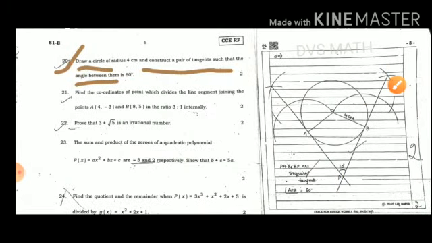Next question is construction. As you all know, one question will be related to the tangent construction. You have two tangents, either giving an angle between the tangents or giving the distance from the center. So here, draw a circle of radius 4 centimeter, construct a pair of tangents such that the angle between the tangents is 60 degree.